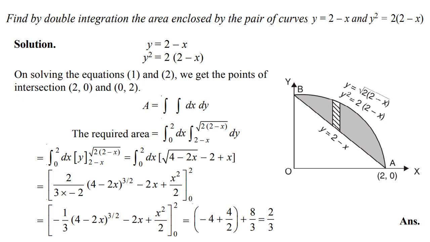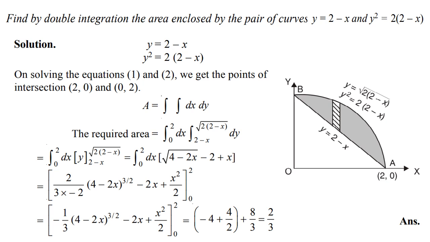So now by using the double integration concept, the required area is going to be integral of 0 to 2 dx and integral of 2 minus x to root of 2 into 2 minus x dy. Now first we are going to integrate with respect to y, then we will be getting it as integral of 0 to 2 dx, y with an upper limit root of 2 into 2 minus x and a lower limit 2 minus x. So we have to substitute the upper and the lower limit in the place of y.